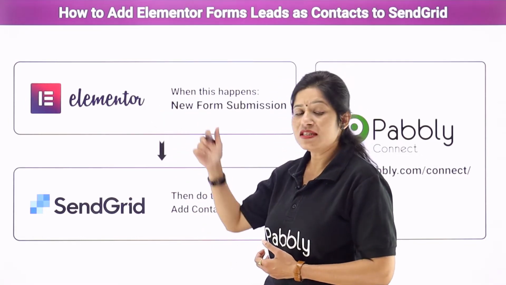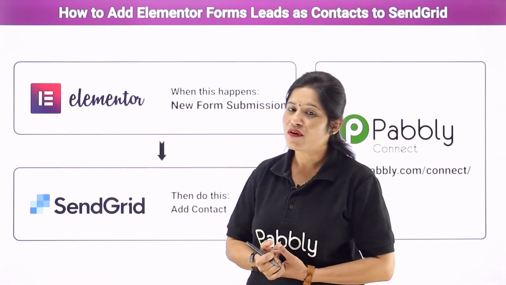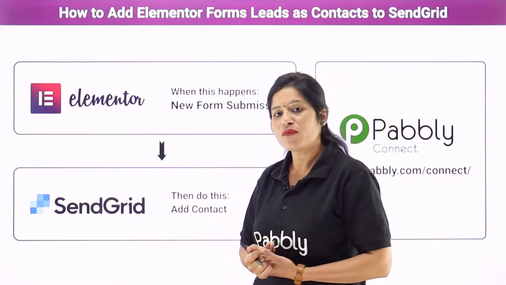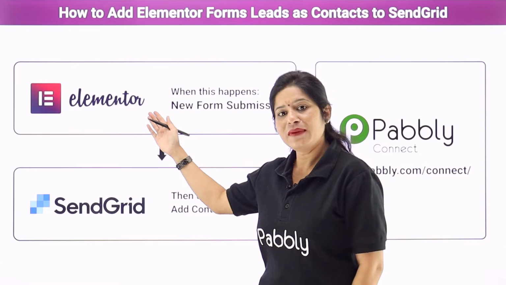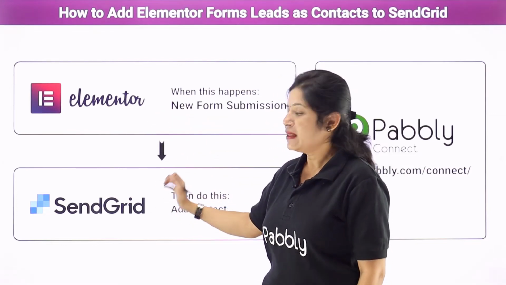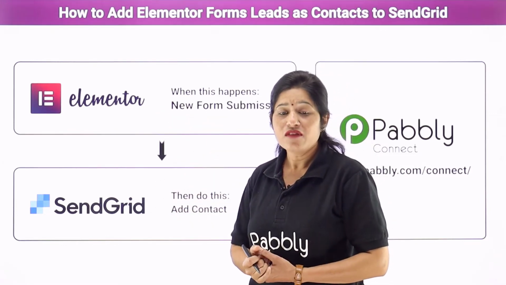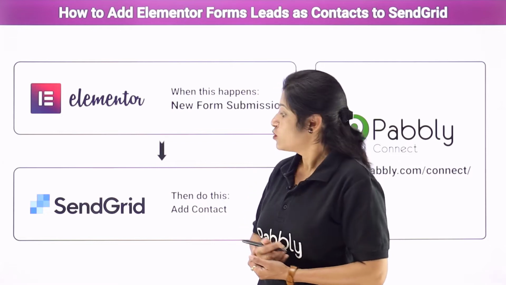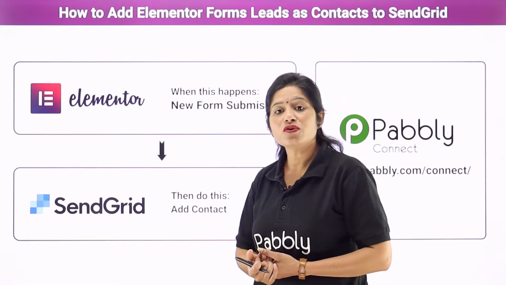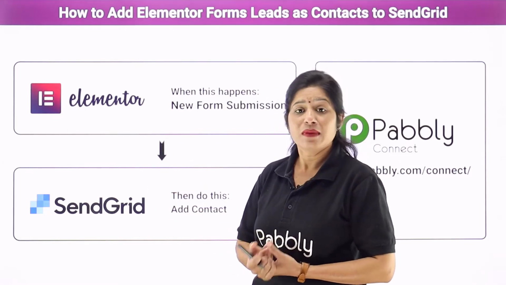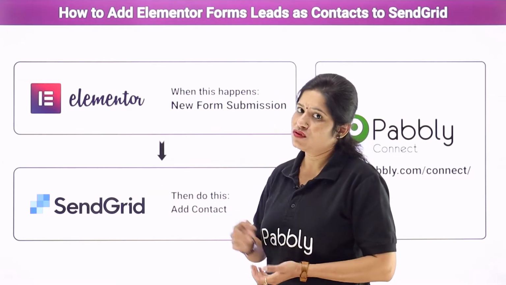In place of Elementor Forms, we can also use Contact Form 7, Gravity Forms, Google Forms or any other form building software application. And the second software application we are using is SendGrid, which is an email marketing platform. In place of SendGrid, we can also use MailChimp, MailerLite, MailerCloud or any other email marketing software.